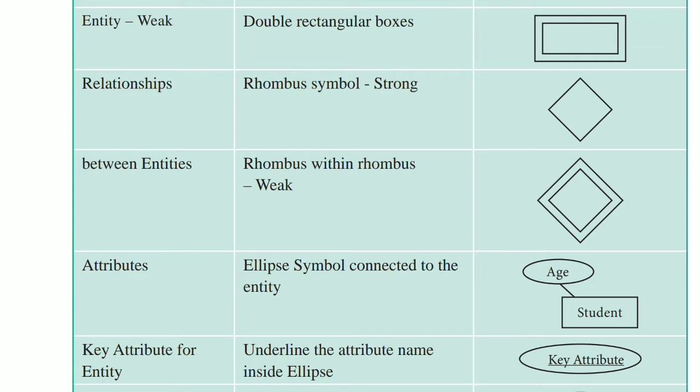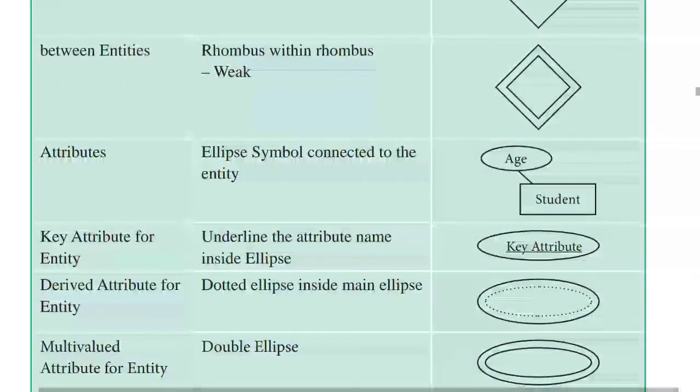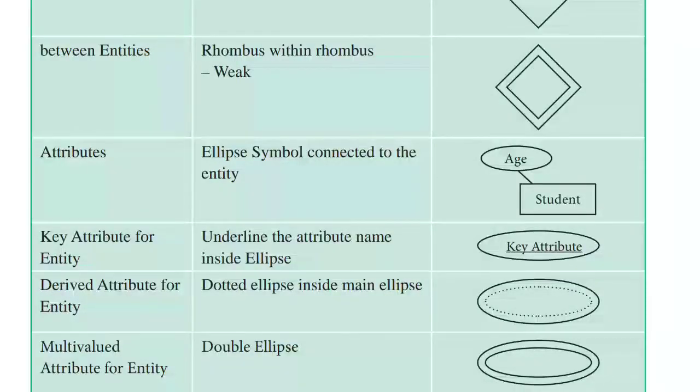Next is attributes. An attribute is represented using an ellipse shaped symbol. In the example you can see that age is given in an elliptical or oval shaped symbol. Here you can see that the key attribute is represented by an underline. The key word is described by using an underline.